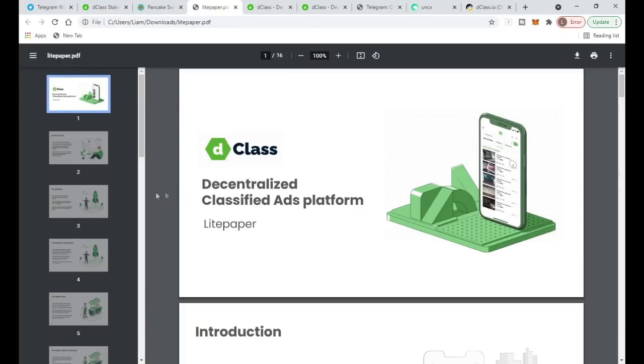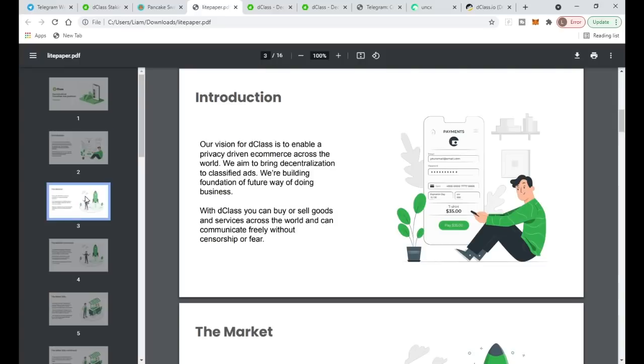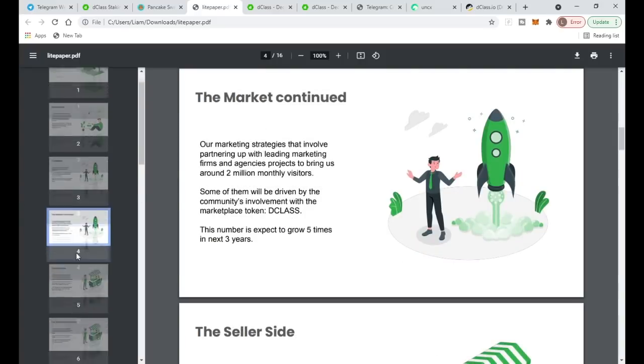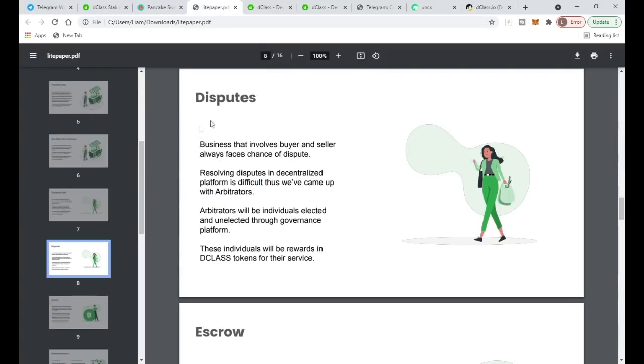So taking a look at the light paper, all links will be down below in the description if you guys do want to read. We have read through quite a bit already, but let's keep going down to the most important parts. Disputes. Business that involves buyer and seller always faces chance of dispute. Resolving disputes in a decentralized platform is difficult. Thus, we've come up with our arbitrators.